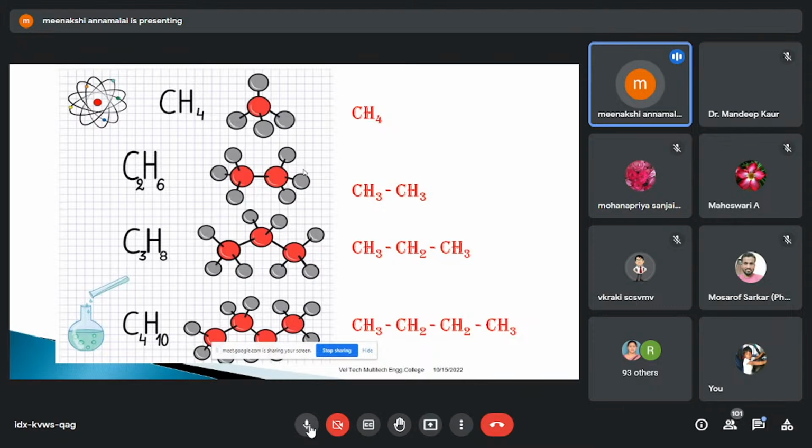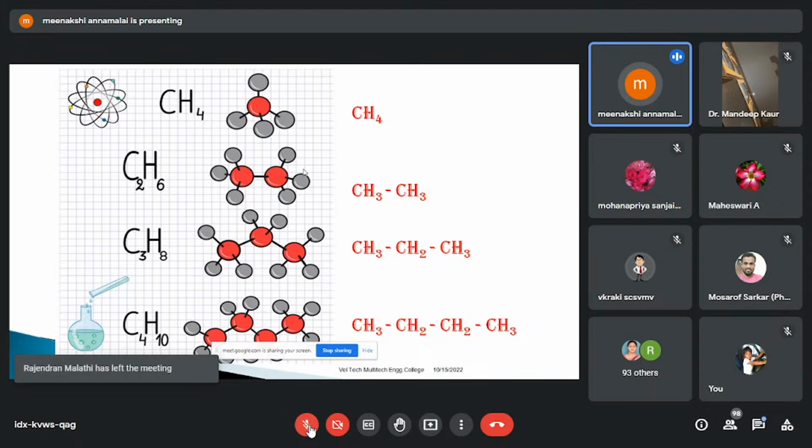So we discussed that I started with chemical structure. This is methane, and its chemical formula is CH4. One carbon is surrounded by 4 hydrogen atoms. And this is a graph model.